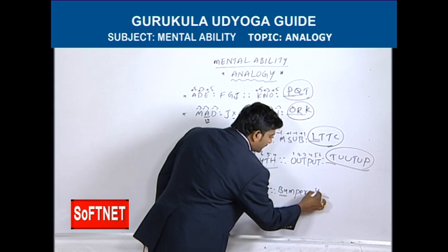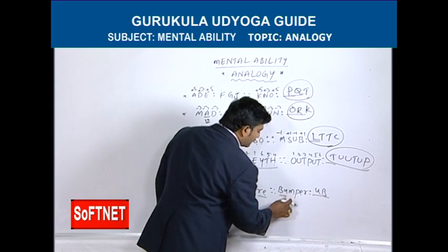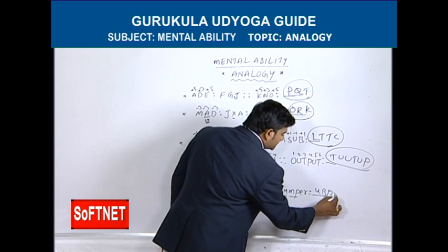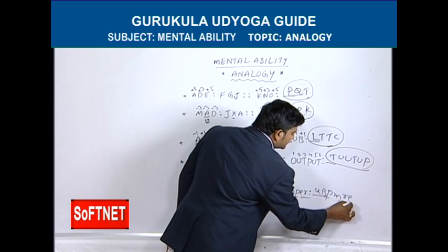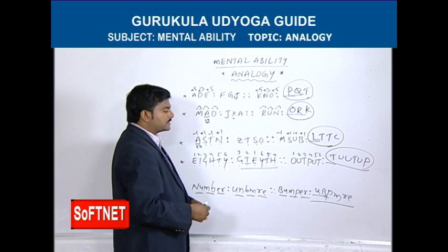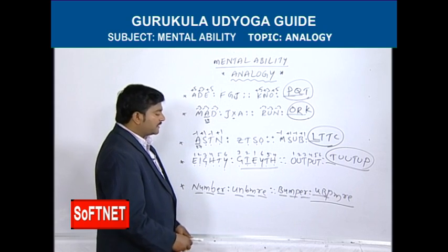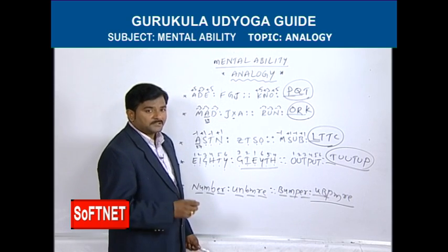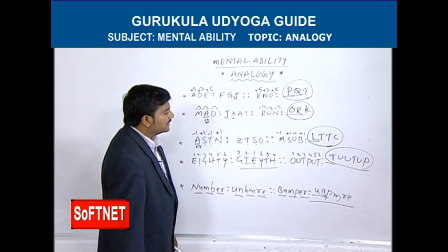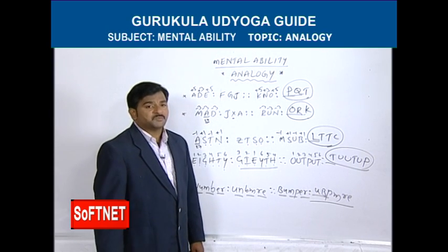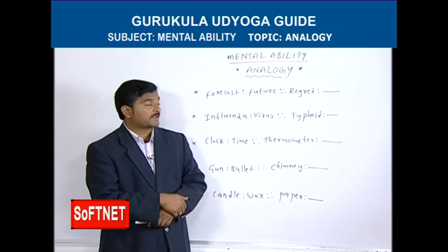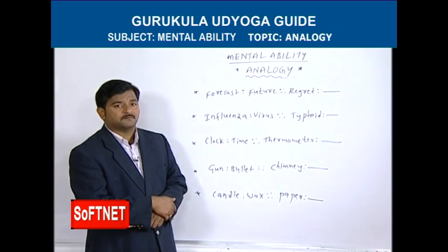BU means UB. MP means PM. ER means RE. I hope you enjoyed this concept also. Simply, every two letters of this word are written in reverse order. These are some concepts. Now we will discuss the last part of the analogy, that is word analogy.